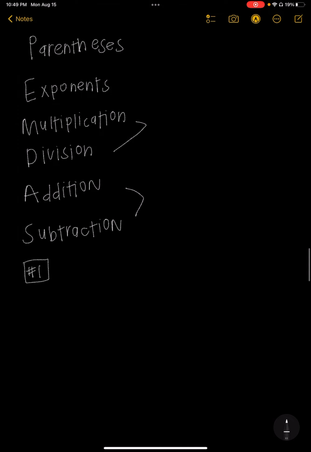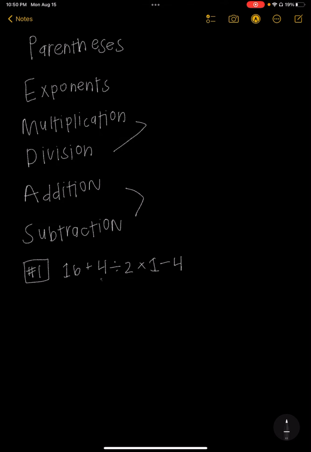Number 1, we have 16. All right, so in here we have addition, division, multiplication, and subtraction. So what we're going to do is start with our division because it came before the multiplication, and we know we have to do multiplication and division before we do addition and subtraction just based on the fact that multiplication and division are above the addition and subtraction in our acronym.